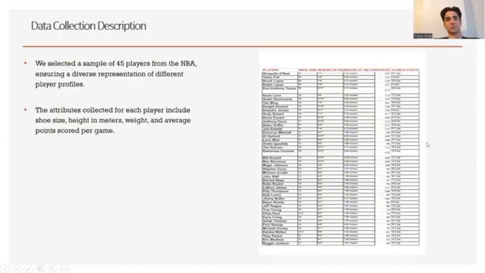So let's continue with our data collection description. In total, we selected 45 NBA players, and it ensures diverse representation of different player profiles. And as you see in the table here, these are their shoe size, numbers, height in letters, weight, and average points. Okay, let's continue.